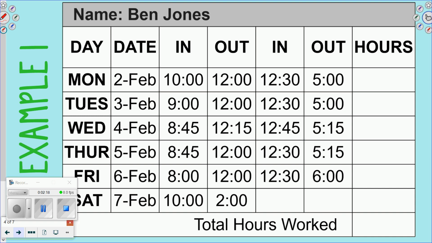All right, so let's take a look at Ben Jones. So this is his time card. We have in, out on the same day. Why? Break, right? You had a lunch break or some sort of break in the middle of his day. So we clocked in the morning at 10 a.m., clocked out at noon, clocked back in at 12:30, and then clocked out at the end of the day at 5.